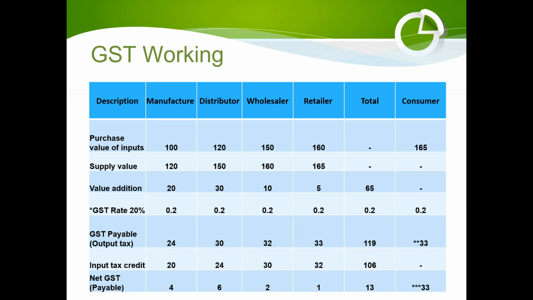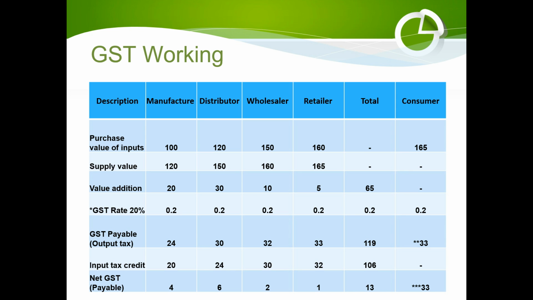This is somewhat how GST works. We can go through this table, rows and columns. The columns give descriptions of the manufacturer, the dealer, whether distributor or wholesaler, retailer, and finally the consumer. The rows are: purchase of inputs, supply value, value addition, GST rate, 20% GST payable, output tax, input tax credit, net GST payable.